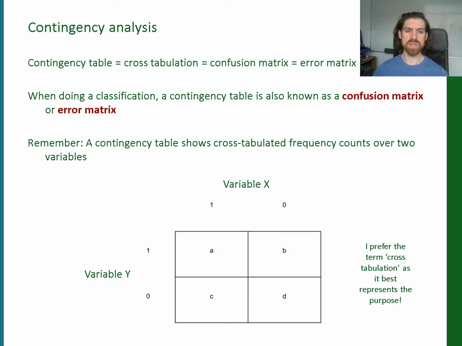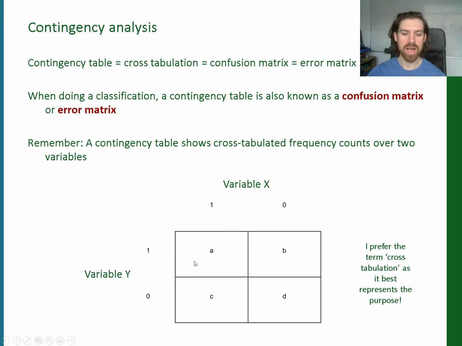So what's a contingency table? Well, there's lots of different names for it. It depends what you're doing. In classical statistics, it's also called a cross-tabulation. In machine learning, they also have confusion matrices, error matrices. But the point is that this basically just shows your frequency counts when you cross-tabulate across two different variables. So imagine that we have this simple 2x2 grid here, and we've got variable x, which can either be a 1 or a 0, and variable y that can either be a 1 or a 0.